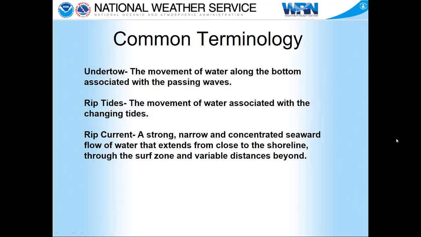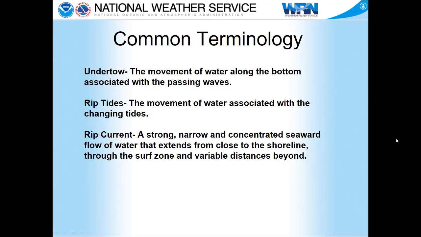So just talking about a little bit of common terminology right now. There's a few different terms that get thrown around when discussing rip currents, but there actually is a difference between them. One of the phrases that's commonly used is undertow, and what undertow actually is, it's just the movement of water along the bottom of the ocean associated with passing waves. You'll sometimes hear them called riptides, but a riptide is actually just the motion of the water due to the changing tides.